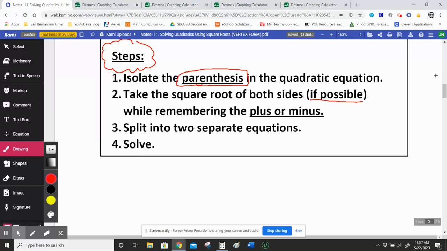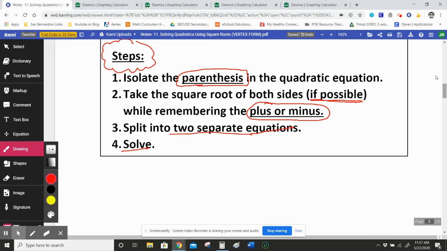Remember that we can't take the square root of a negative number, so that's why I'm putting if possible there. And also don't forget the plus or minus, right? So when you take the square root of something, you have a plus or minus because you're going to have two different equations. Step 3 is you're going to split it into two separate equations. And then finally, we just have to solve each one. And that will give you your roots, which are also known as the solutions of the quadratic equation.